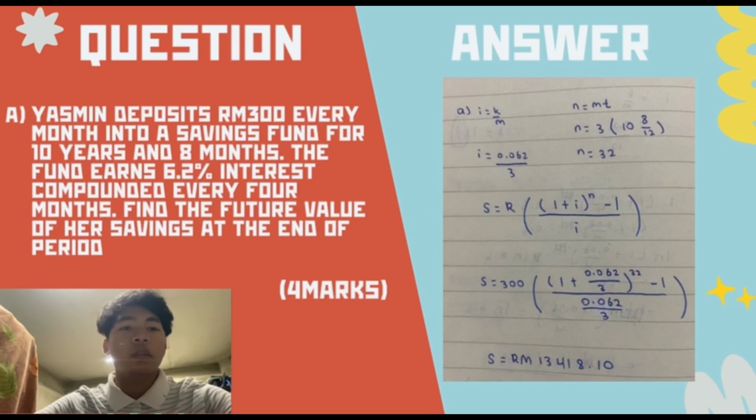Then, we apply the annuity formula. S equals R multiplied by open bracket 1 plus I close bracket to the power of N minus 1, all divided by I. Substituting the values, we get S equals 300 multiplied by open bracket 1 plus open bracket 0.062 divided by 3 close bracket to the power of 32 minus 1, divide by open bracket 0.062 divided by 3 close bracket. After evaluating the expression, the final accumulated amount is Rm 13,418 and 10 cents.